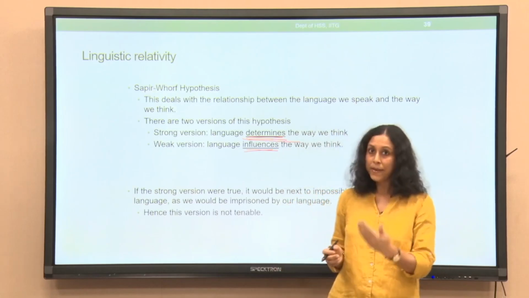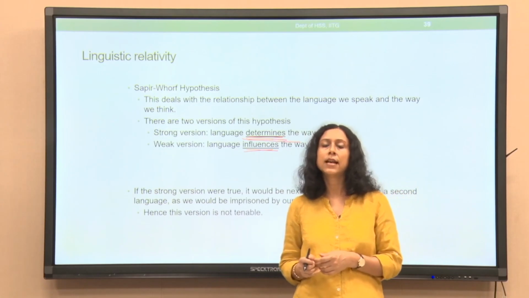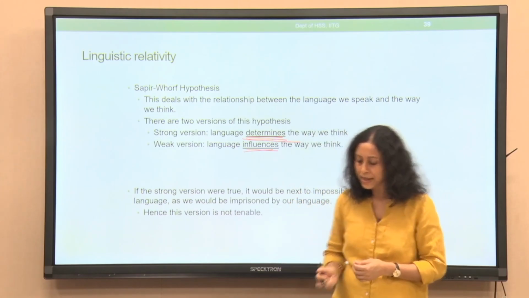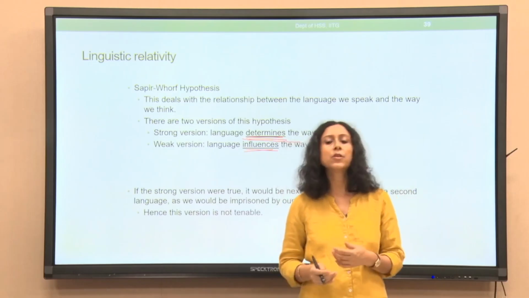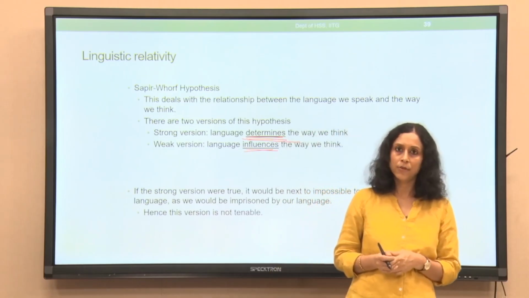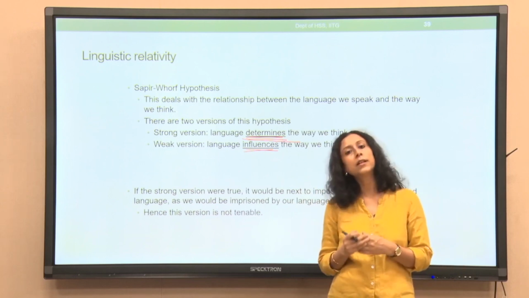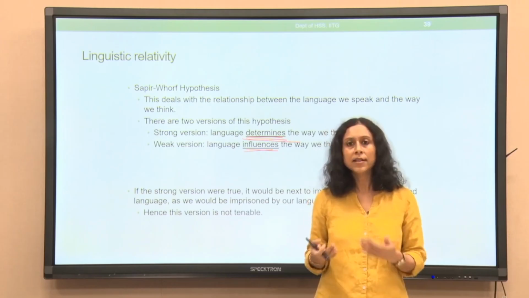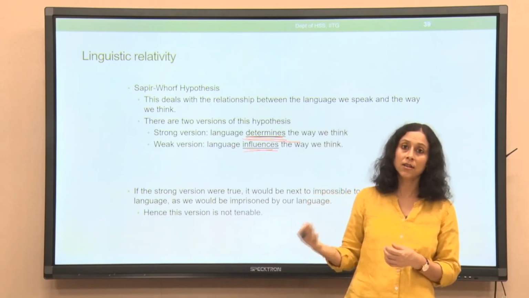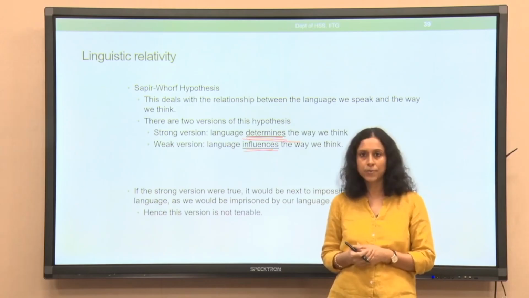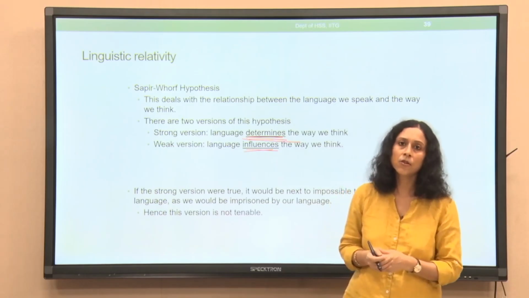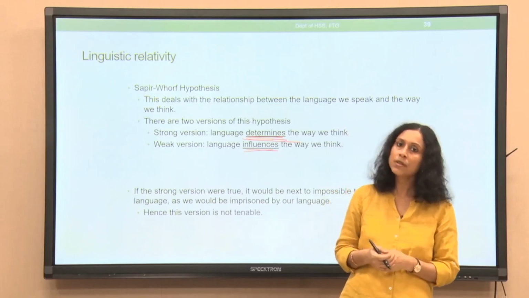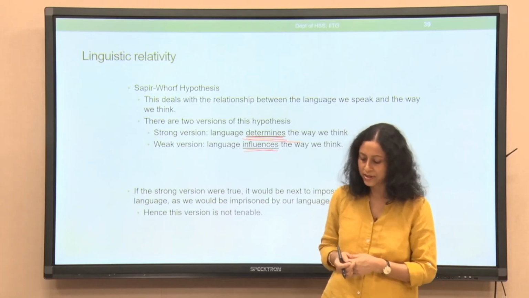Now, keeping this in the background, if we look at color terms and color cognition in various communities, we would see that if the strong version were true, it would be next to impossible to learn a second language that has a different way of looking at the world. For example, a Dani speaker would not be able to learn English and English color terms if the strong Sapir-Whorf hypothesis were true, because his color cognition would already be determined by the words that his language offers, which is only a two-way differentiation.